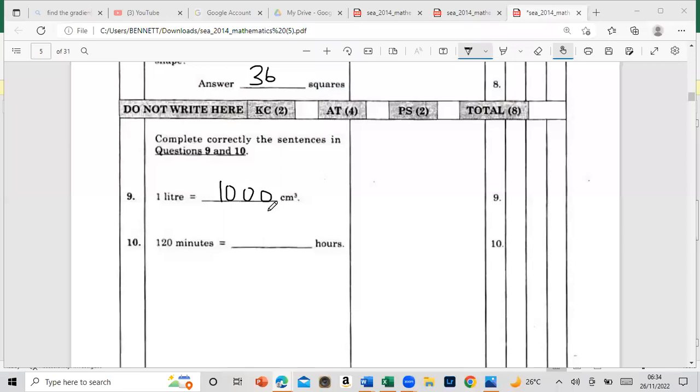Yes, I'm correct. Hey, sometimes I get too excited. So that's correct. 1 liter is 1,000 centimeter. All right, so 120 minutes is equal to how many hours?